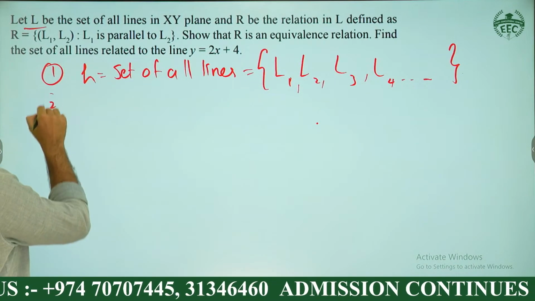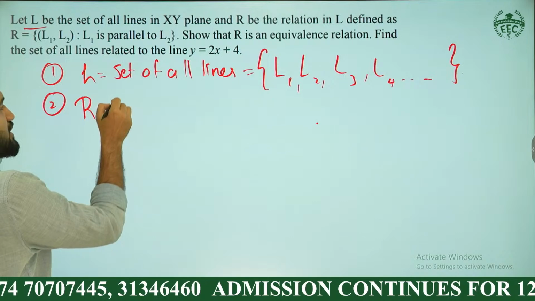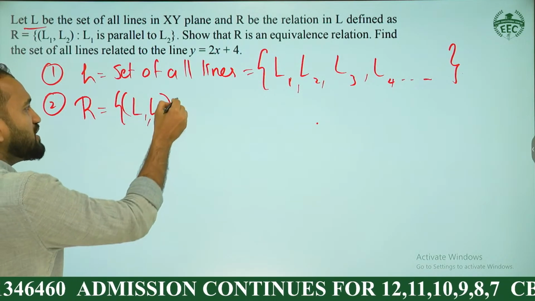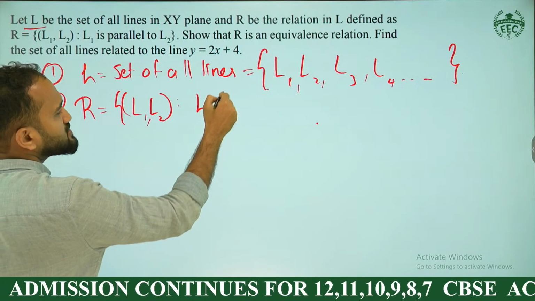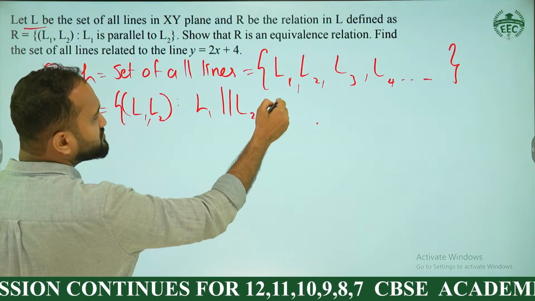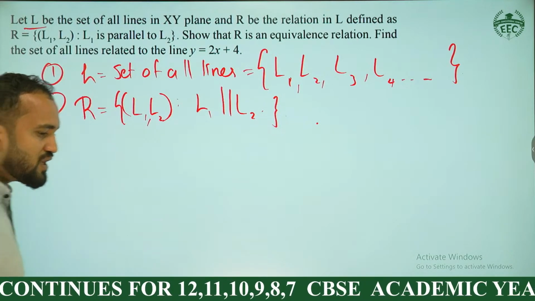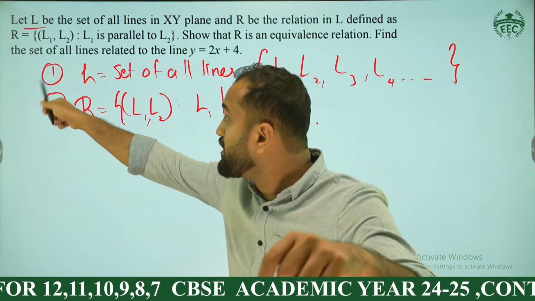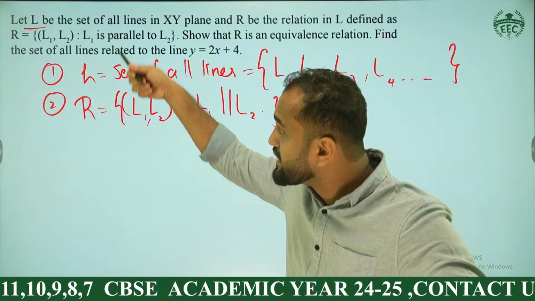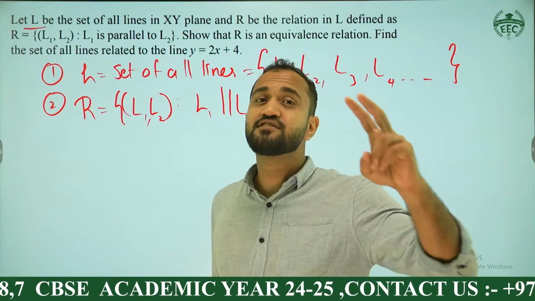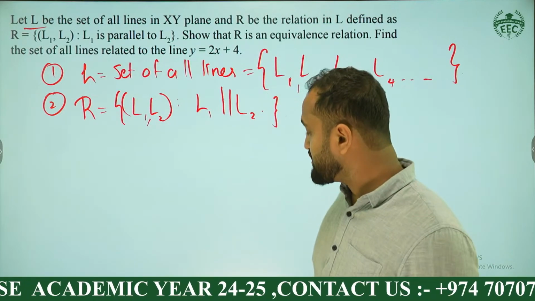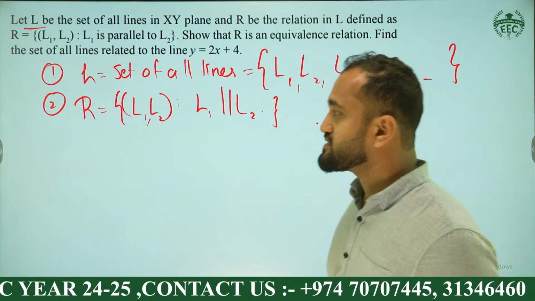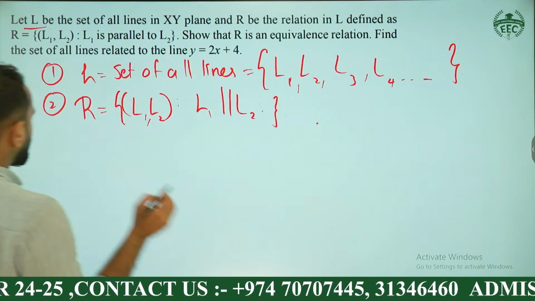Okay. Now tell me what is the relation. Number two, relation R defined as (L1, L2). L1 is related to L2 if, what is the rule? L1 is parallel to L2. This is the rule. So, identifying what exactly is the relation, and identifying what exactly is the set where the relation is being defined, is prerequisite knowledge you must know before checking reflexivity, symmetricity and transitivity.